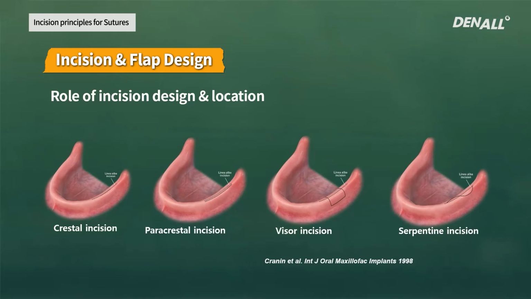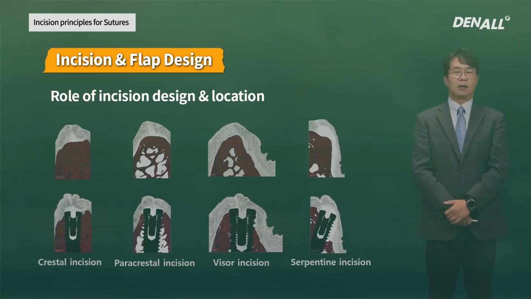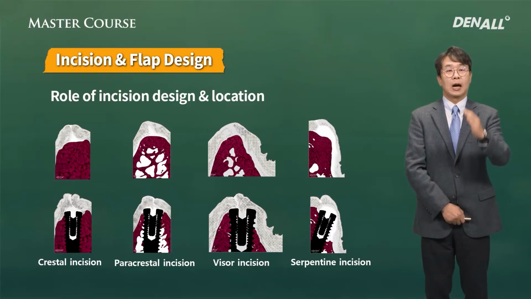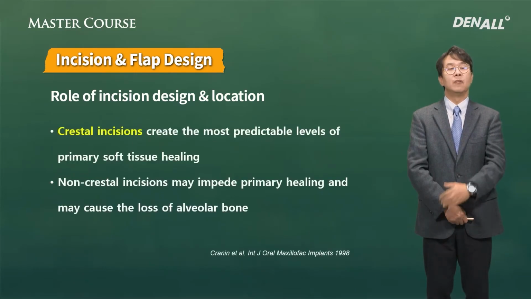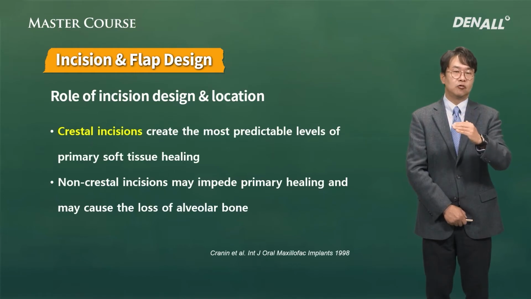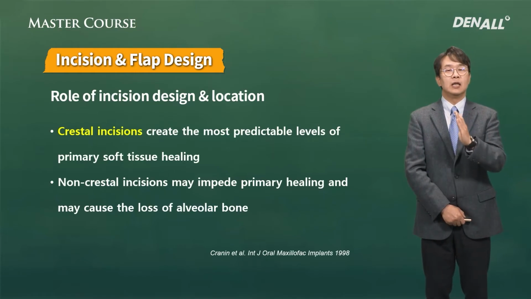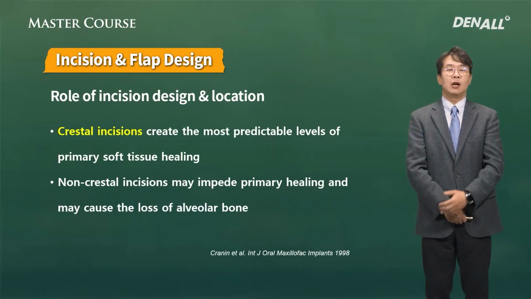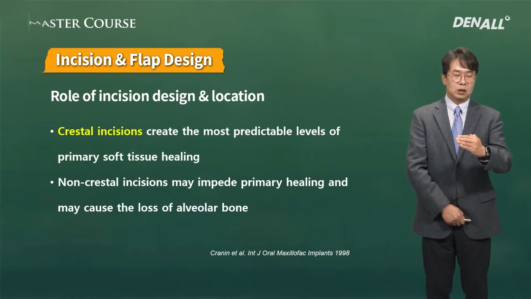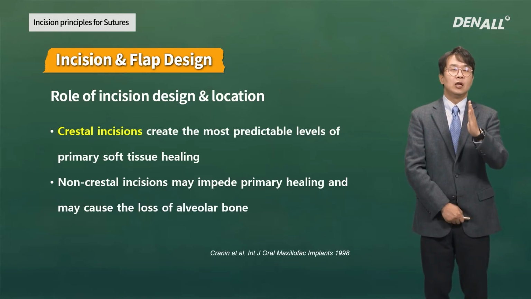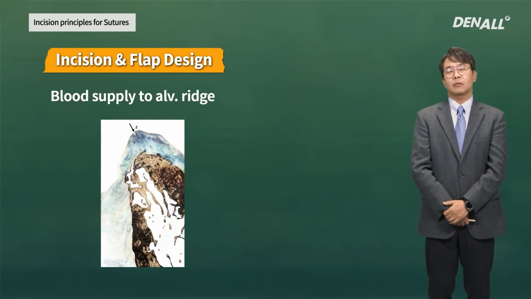If you compare them, after implant placement, bone loss differs. So considering that crestal incisions into the keratinized tissue create the most predictable levels of soft tissue healing and have the least alveolar bone loss, as reported in the late 1990s, the incision should be made in the keratinized tissue.